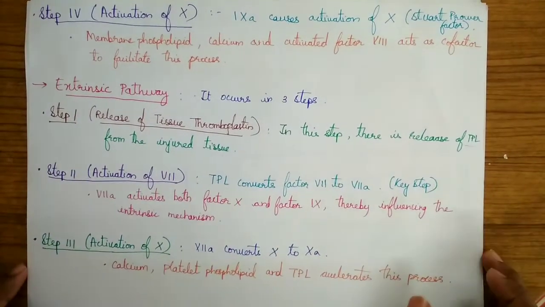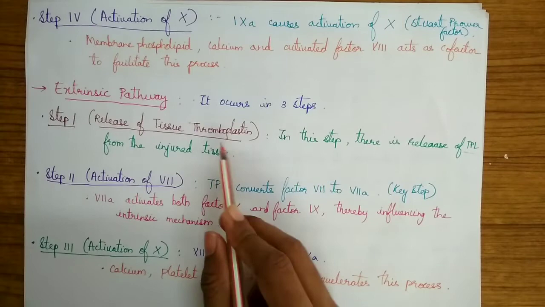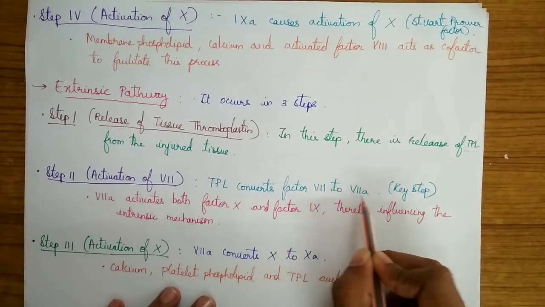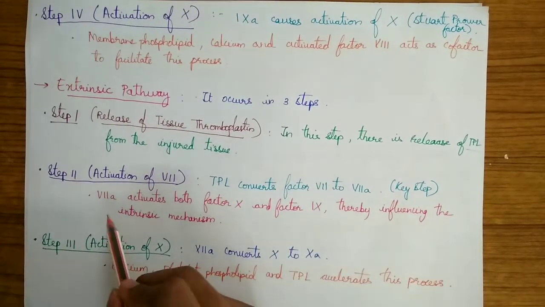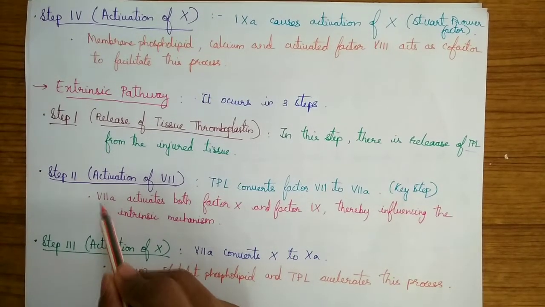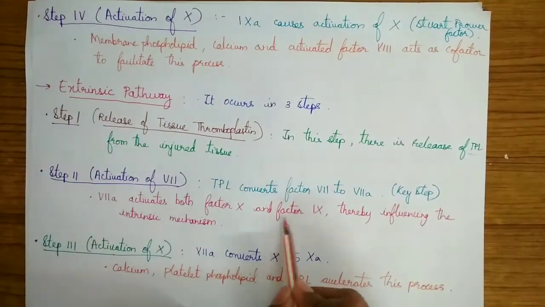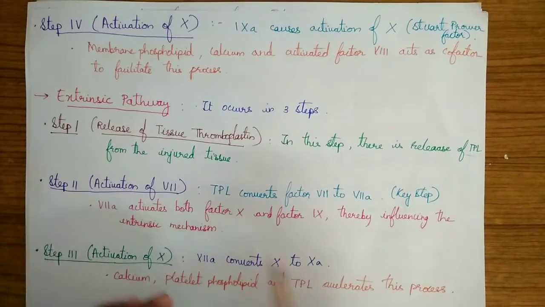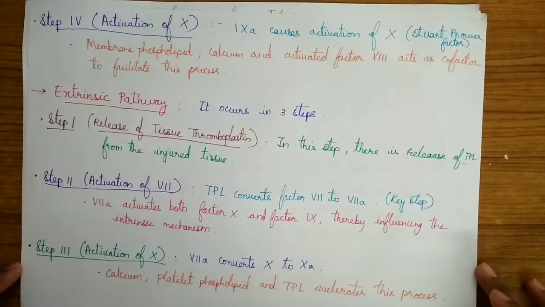Step 2 is activation of clotting factor 7. The TPL or tissue thromboplastin converts factor 7 to its activated form. It is the key step in this pathway. The activated version of clotting factor 7 activates both factor 10 or Stuart-Prower factor and factor 9, thereby influencing the intrinsic mechanism. So there is a link between the extrinsic and intrinsic mechanisms.